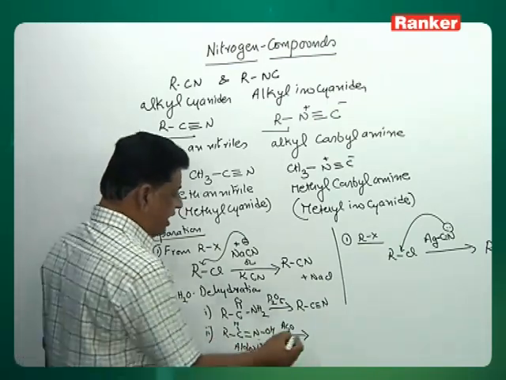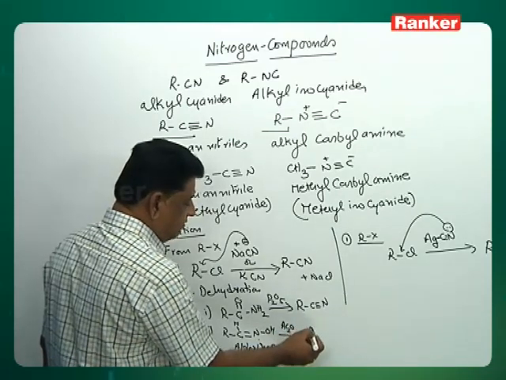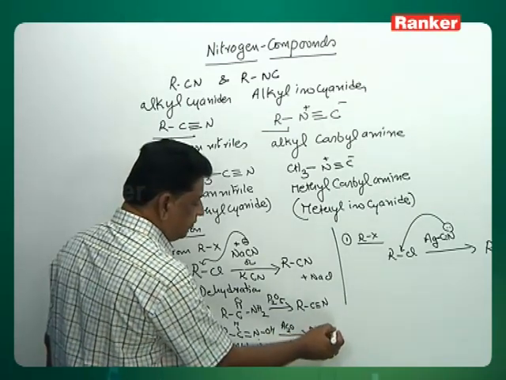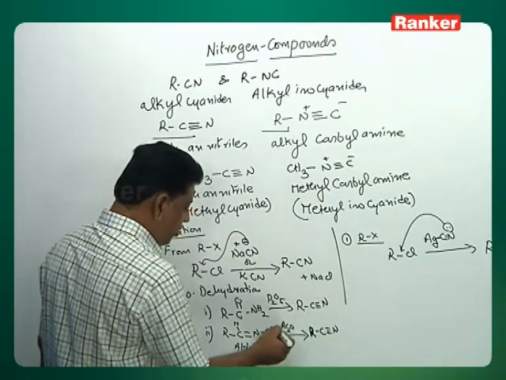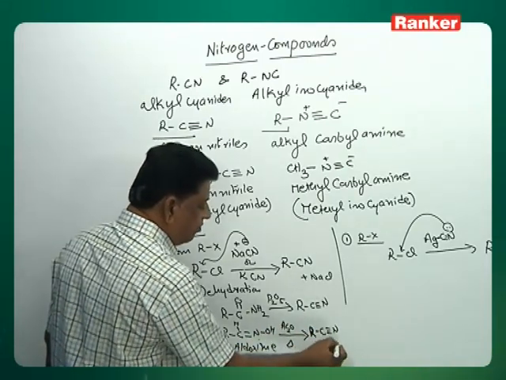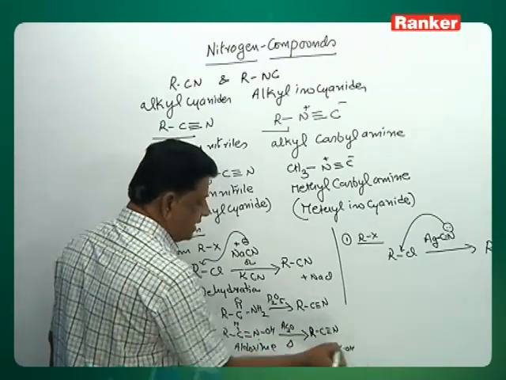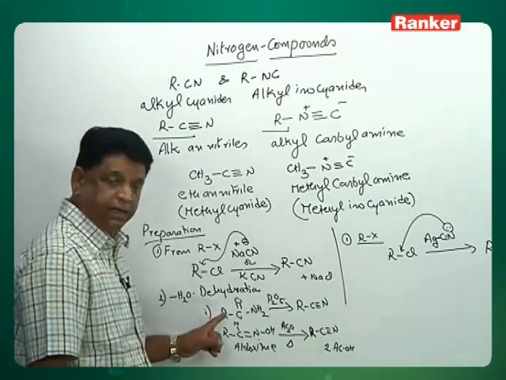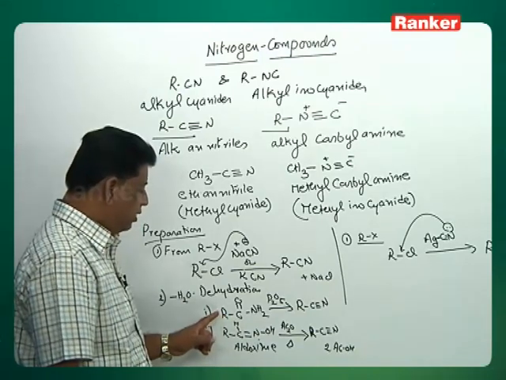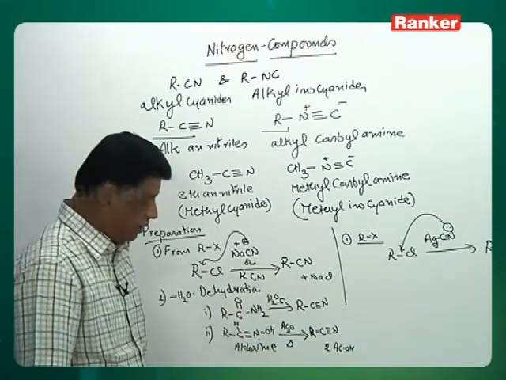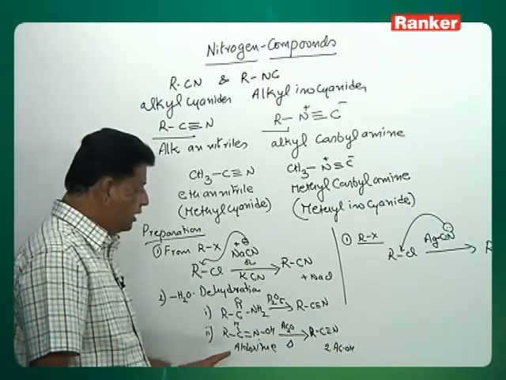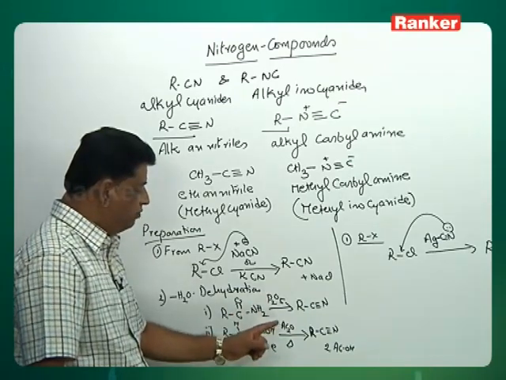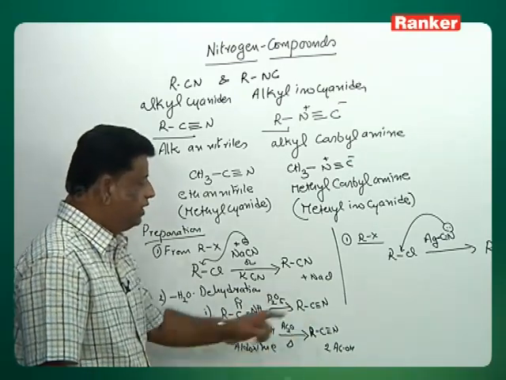This will become the cyanide. Ac2O plus water becomes 2 moles of AcOH, acetic acids are formed. So in both cases it is a dehydration. The first one is an acid amide. Acid amides undergo dehydration with phosphorus pentoxide. Aldoximes undergo dehydration either with P2O5 or with acetic anhydride, and you will get the cyanides.